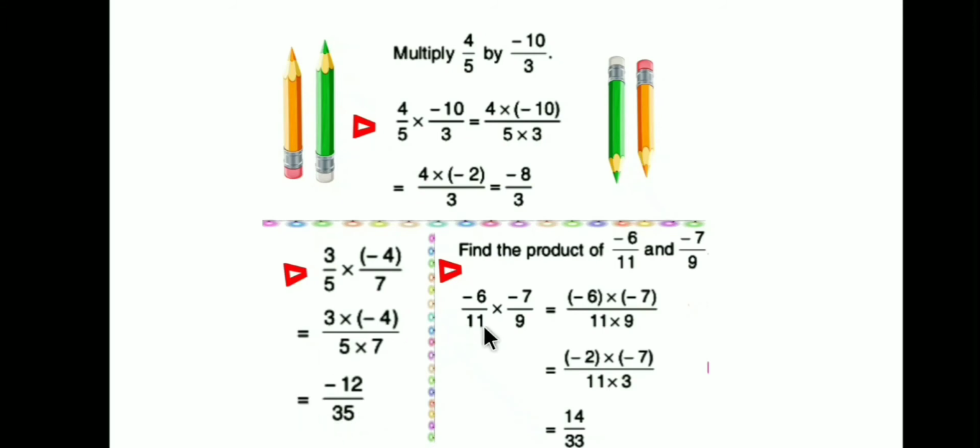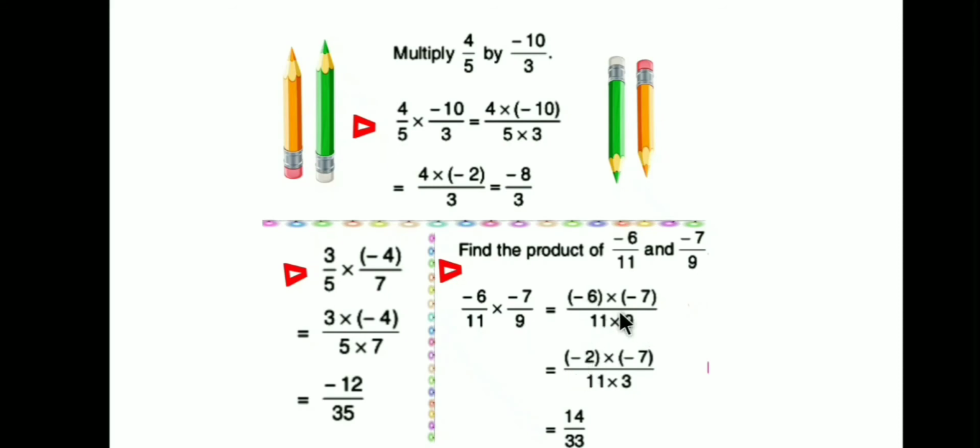Let's consider the next example. If we want to multiply two negative rational numbers, as we can see in these rational numbers, both of them have negative numerators. So these two are negative rational numbers. We are now multiplying minus 6 upon 11 into minus 7 upon 9. We will multiply the numerators. Minus 6 into minus 7, minus minus is plus, so it is plus 6 into 7, and in the denominator we have 11 into 9.